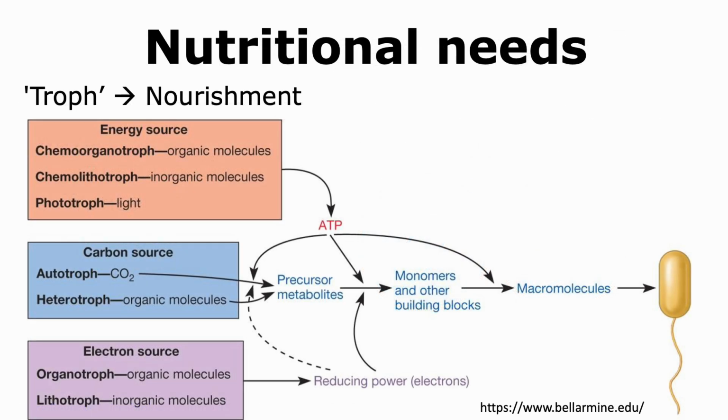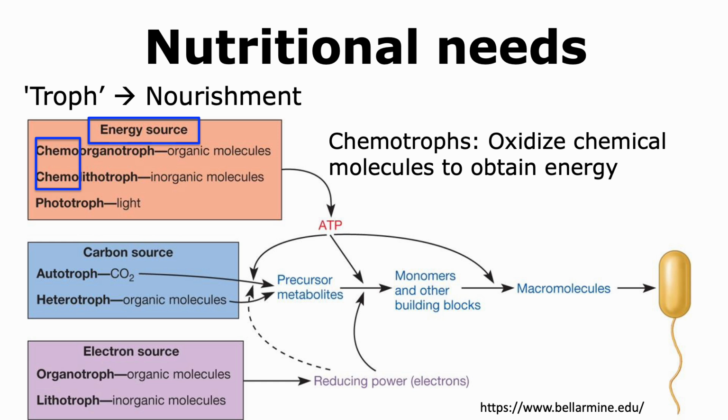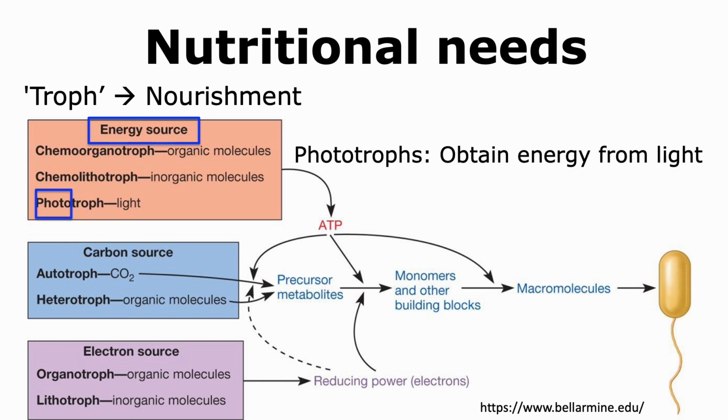All organisms need an energy source, carbon source, as well as electron source in order to survive and grow. Energy sources are required so that the cell can synthesize ATP in order to fulfill the energy requirements of the cell. Now, this energy source can be a chemical compound, and those organisms that oxidize chemical molecules to obtain energy are called chemotrophs, while those organisms that obtain energy from light are called phototrophs.